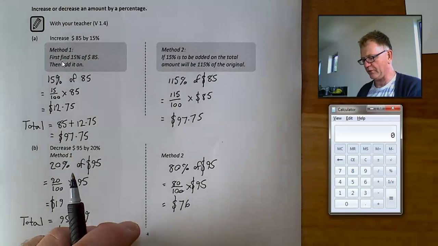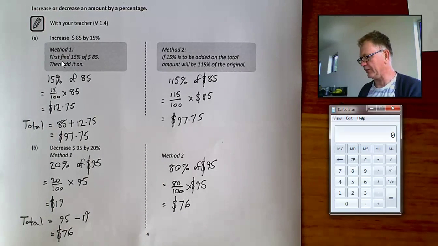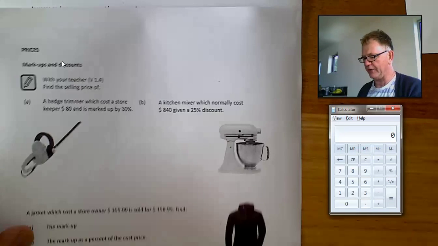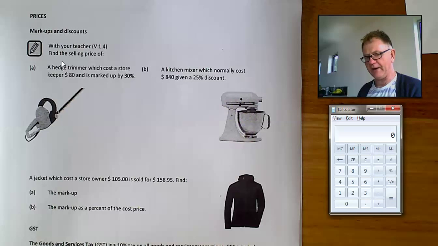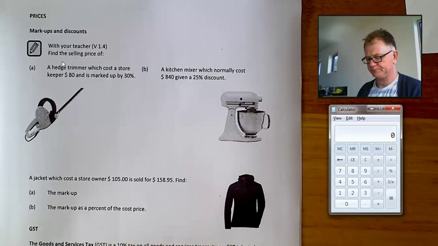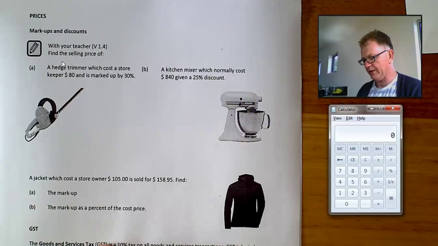We've got some more questions on this over the page, so I wonder if we'd turn over now and we'll go straight on and do them right now. So these questions concern markups and discounts. I've got a hedge trimmer. It costs the store $80 and it's marked up by 30%.